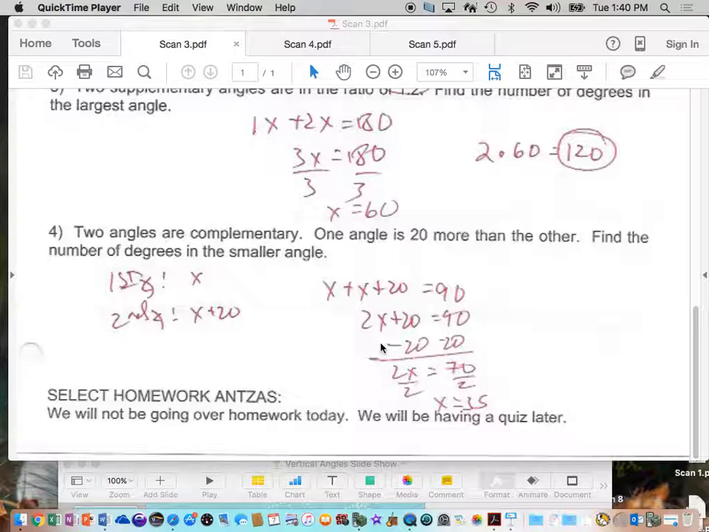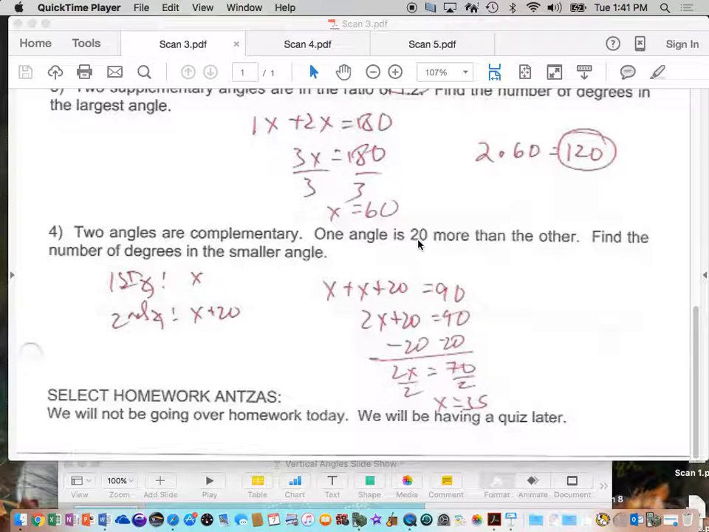So, anyway, what we learned way back then is that there was the one girl and there was her sister, and one girl was x and the other girl was like 2x plus 20 or something like that. And altogether they had to add up to the number of fish caught. Well, here they have to be complementary, which means they have to add up to 90. Remember, complementary adds up to 90, supplementary to 180.